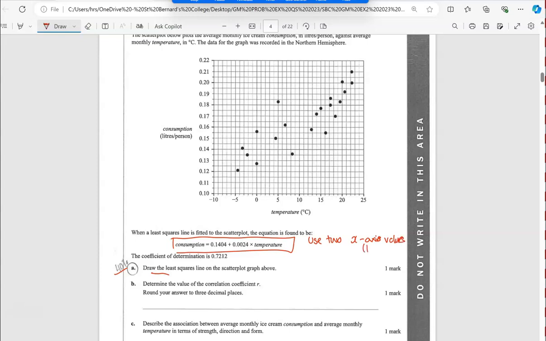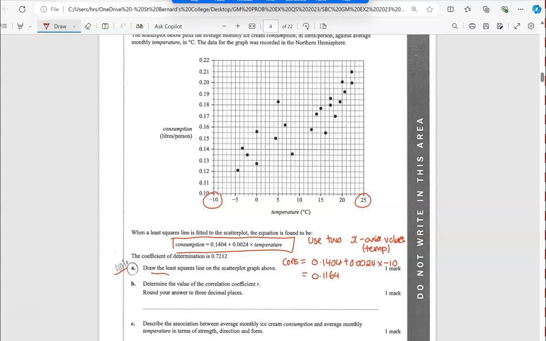So we have two temperatures, and we pop them into the formula. Consumption equals, now I'm going to pick -10 and 25 for my points. So I'd go 0.1404 plus 0.0024 times -10, and I end up with 0.1164. So that means at -10, it's 0.116.